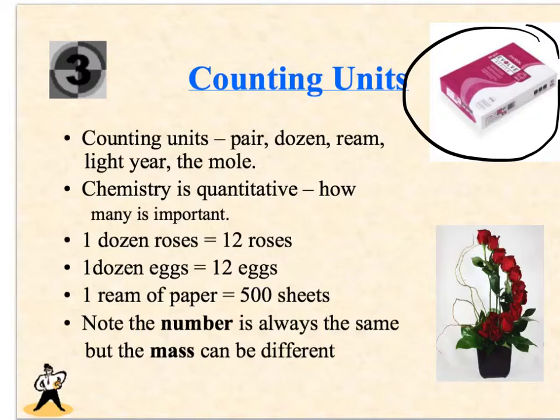Something important to note here is that the number is always the same, but the mass can be different. For instance, if you have 1 dozen roses, those are not necessarily going to have the same mass as 1 dozen eggs. Even though there's 12 roses and 12 eggs, the mass can still be different. And you'll see that the same is true when we talk about the mole.